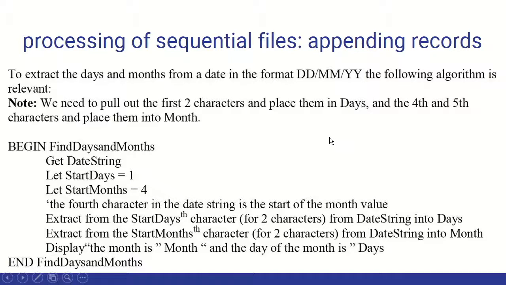So begin, find days and month, get the date string, let start day equal 1, let start month equal 4. In other words, start day equals the first value, start month equals the 4th value. The 4th character in the date string is the start of the month. Extract from the start day, 2 characters from the string; extract from the start month, from the 4th character, 2 characters, and display the month, which is characters 4 and 5. So what that's doing is reading a data value and extracting specific characters from it, which is pretty cool.